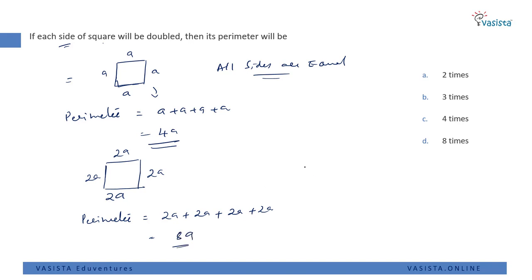Right. Now compare this 4A and 8A. So what happens here? It is also doubling. So it is multiplied by 2. That's why option A is the right one, that is 2 times.